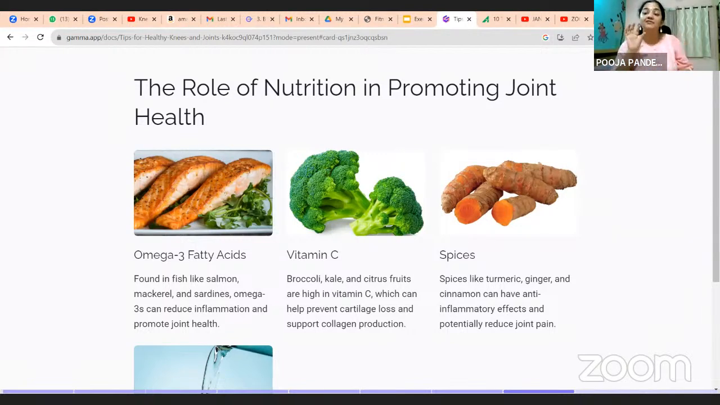So make sure that you have some soaked nuts in the morning, which will be rich in omega-3 fatty acid. If you feel that your omega-3 fatty acid is coming down, you can also take omega-3 fatty acid supplements.